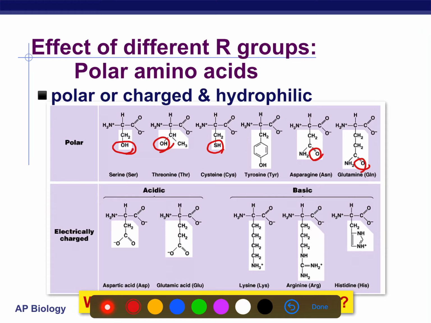Now, some amino acids are not only going to be polar, but also electrically charged. And so what that means is that they can be protonated so that they become acidic, or they could combine with something else to become basic. And so again, when you look at these R groups here, we have carboxylic acids on the end.